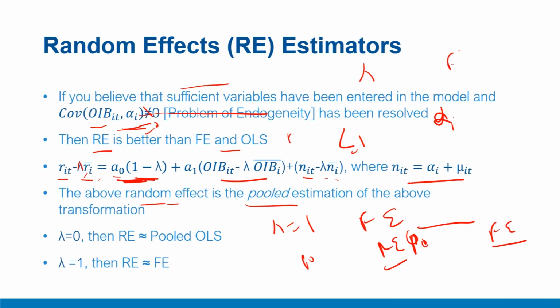Unlike the fixed effect, this is like a partial time demean or quasi time demean kind of transformation, and this transformation is less drastic, and the estimates from random effect therefore are more efficient as compared to fixed effect or first difference and pooled OLS estimates. And the model remains consistent. The estimates of this random effect transformation are consistent as long as we have reason to believe that this endogeneity problem is not very severe.